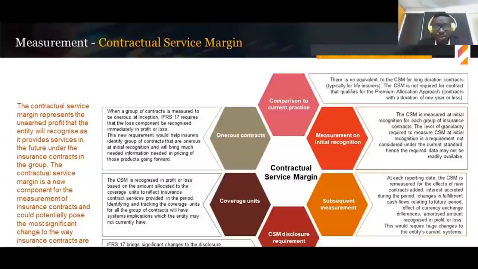The second part is that there's now a need for us to pay more attention to how we price our products going forward, so that we can actually earn profits on those contracts as we run off those contracts during their coverage period.